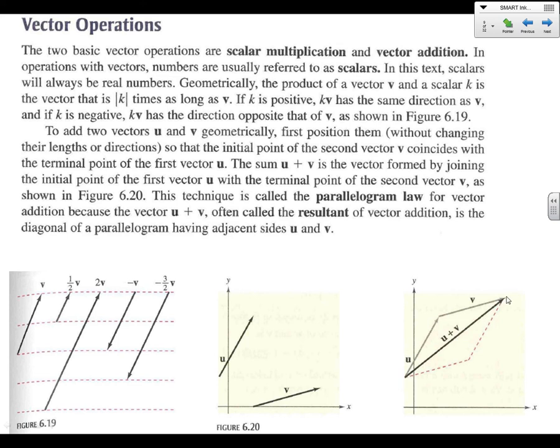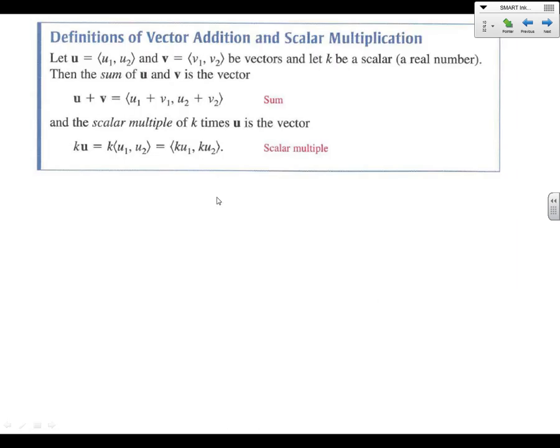Okay? But the easy thing with this is that if we just add the components together, add the x's and add the y's, we get U plus V. All right? So that's what this says here. If we're doing vector addition, add the horizontal and add the vertical components. And if we're multiplying, you just multiply each piece by the multiplier.